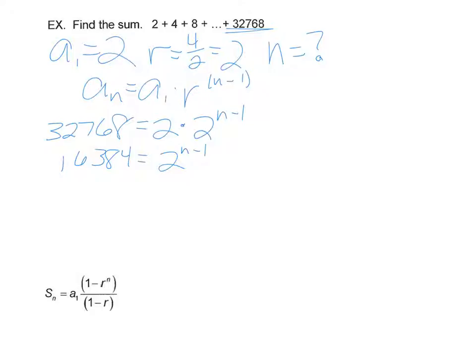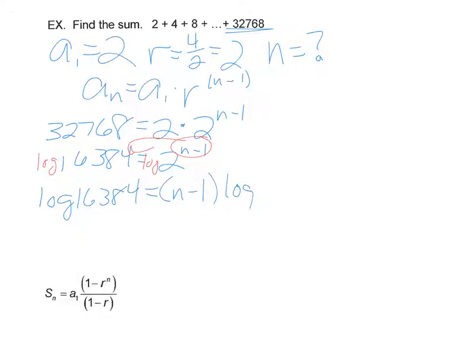Well, go back in time to our logarithms knowledge. Logarithms make exponents come down front. So if I do a log on both sides, the n minus 1 comes out front, and we have log of 16384 equals n minus 1 log 2. Divide both sides by log 2. Log of 16384 divided by log 2.